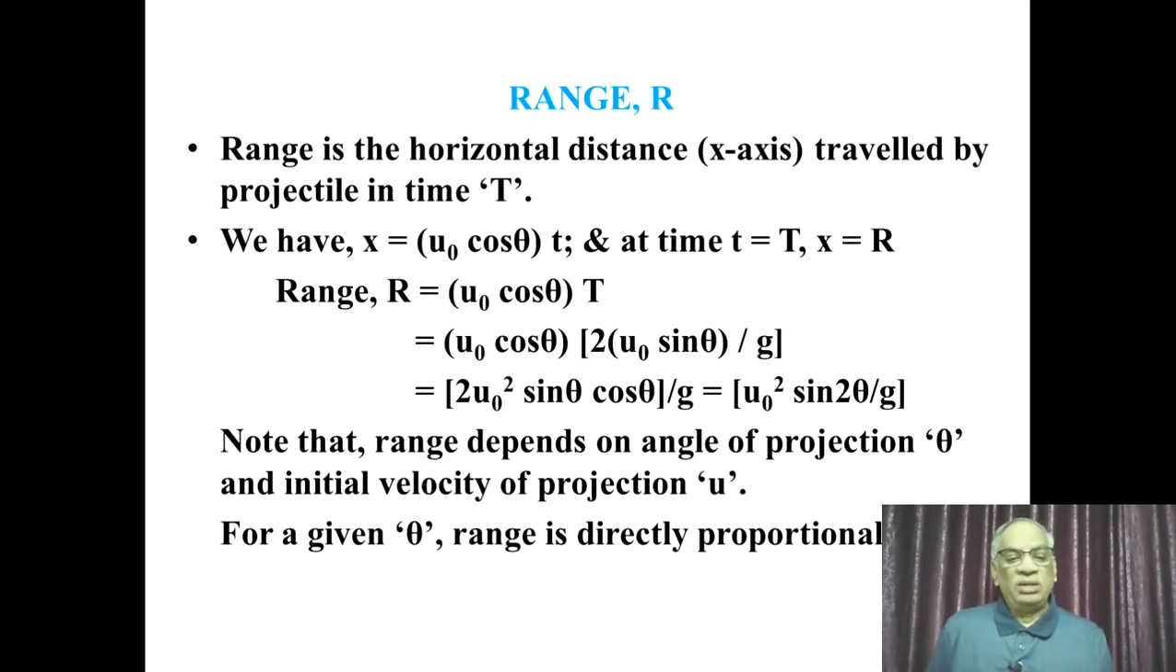In h max you got sin² θ, and here you got sin 2θ by g. The range depends on the angle of projection θ and the initial velocity of projection. So for a given θ, it is directly proportional to the square of the velocity of projection.